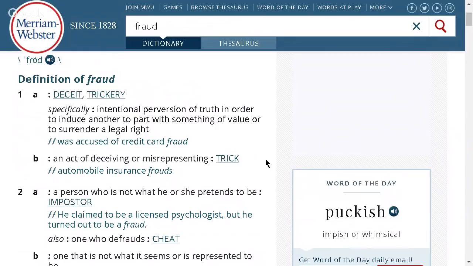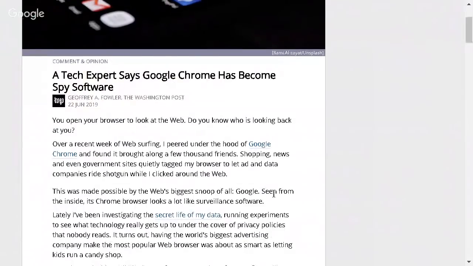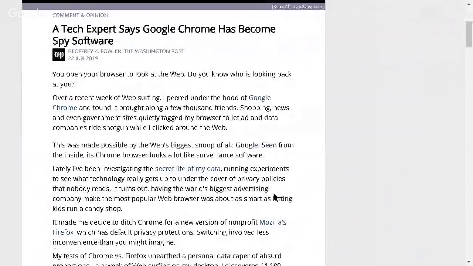Let's talk about some deceit and trickery. The tech expert says Google Chrome has become spy software. I don't know how long I've been saying that on this channel, but I didn't become a really, really vocal critic of Google until 2016. And it's because of the 2016 election tampering from Google. Google is the largest software manufacturer in the world, the largest owner of internet servers in the world, the largest advertising agency in the world.